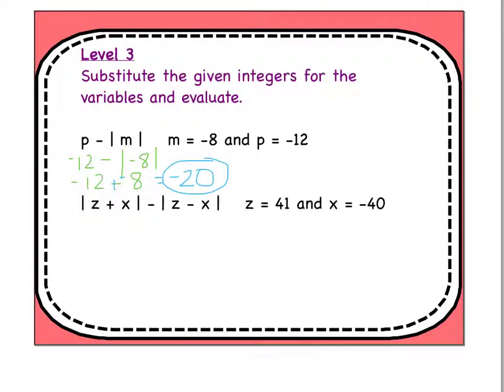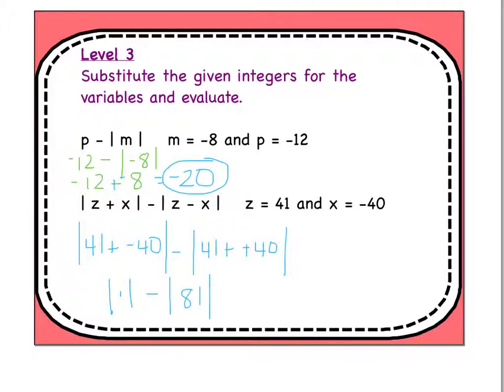The next slide, we're going to go ahead and do 41 plus negative 40, the absolute value of that, minus the absolute value of 41 minus negative 40. 41 plus negative 40 is going to give us absolute value of 1 minus, keep it, change it, flip it, the absolute value of 81. And so we have absolute value of 1 is 1 minus absolute value of 81 is 81. We will keep it, change it, flip it, and we get negative 80 for our answer.